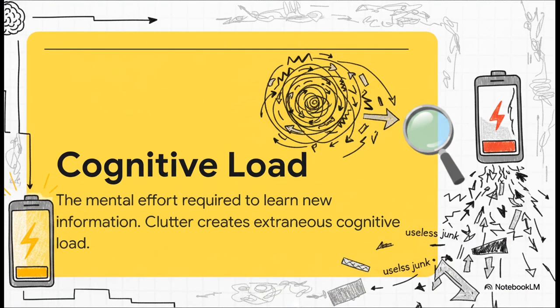So think of your brain's processing power like the battery on your phone. You only have so much of it. Every single thing on a page, every line, every color, every word uses up a little bit of that battery. Clutter makes your brain process stuff that adds zero value, just wasting that precious battery on absolute junk.